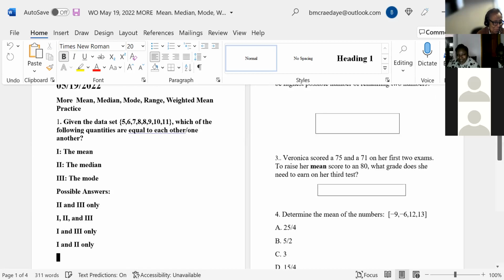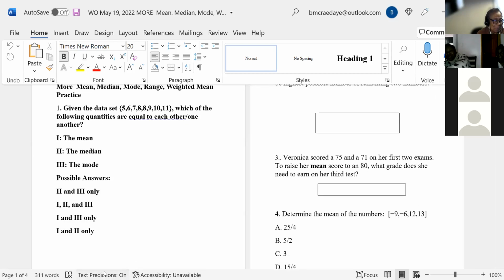I don't know how, because it says mean, median, mode, range, right? How did you get the mean? What I did was add it up. Okay, when you added them up, what did you get? I got 64. And you divided it by what? 8. Which would be 8. That's right, and that's the mean.